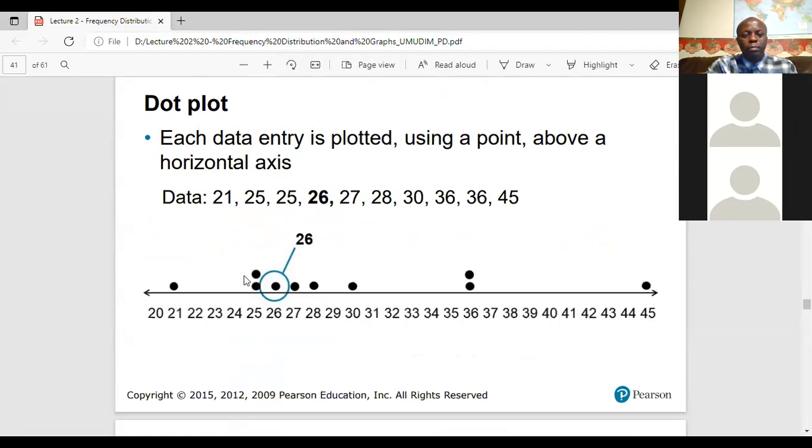Like here, if you look at this one, we have 26. See, there's a dot on 26. Now 25 repeated twice. See, there's a dot on 25, one here and one at the top. 36 repeated 2 times. See, there's a dot. That's the first one and the second one.